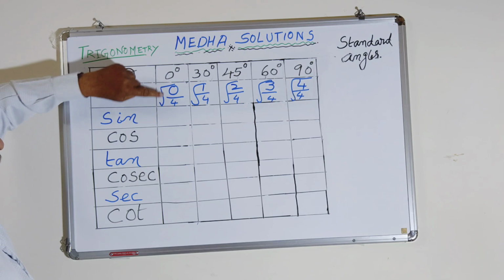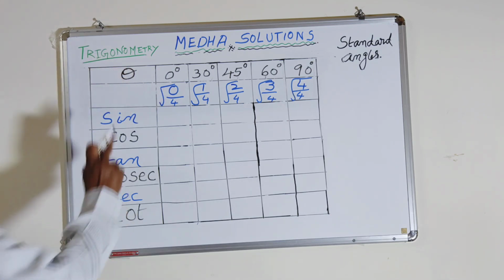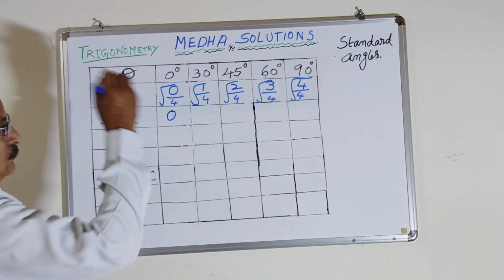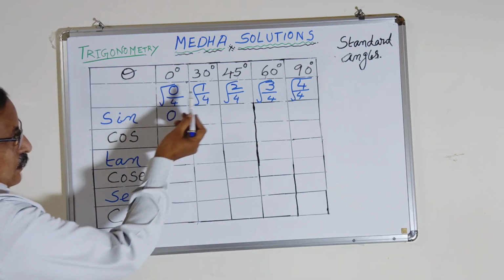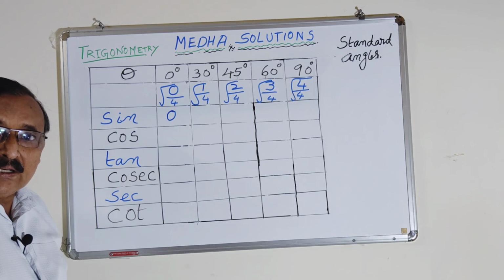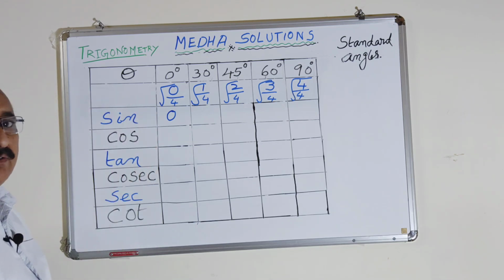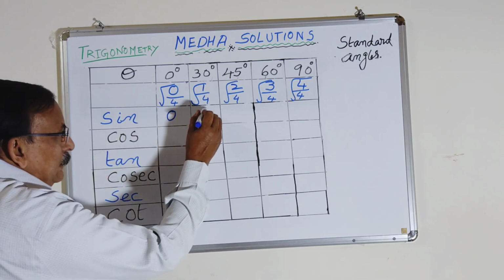Here 0 by 4 is equal to 0. The square root of 0 is equal to 0. We write 0 over here. And then 1 by 4. The square root of 1 and the square root of 4 is 2. So the final value of the square root of 1 by 4 is equal to 1 by 2.